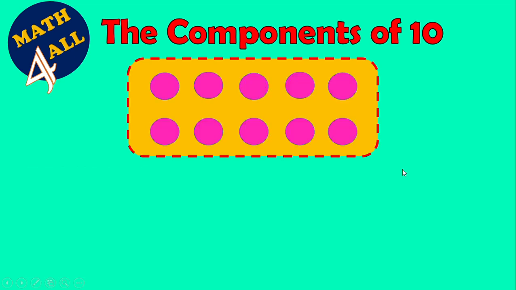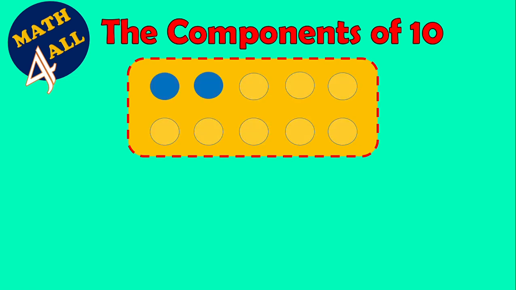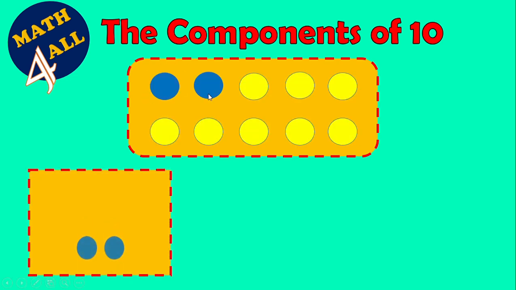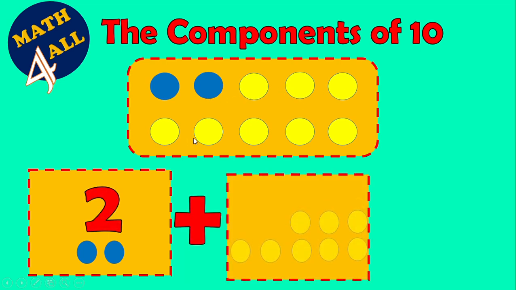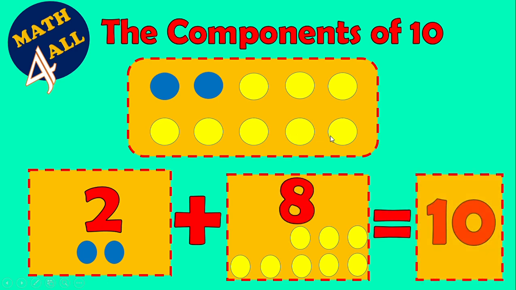Let's see another example. If you break this 10 again, and this time you take 2 circles, let's count the rest. 1, 2, 3, 4, 5, 6, 7, and 8. So you learn that 2 circles plus 8 circles will give you 10.